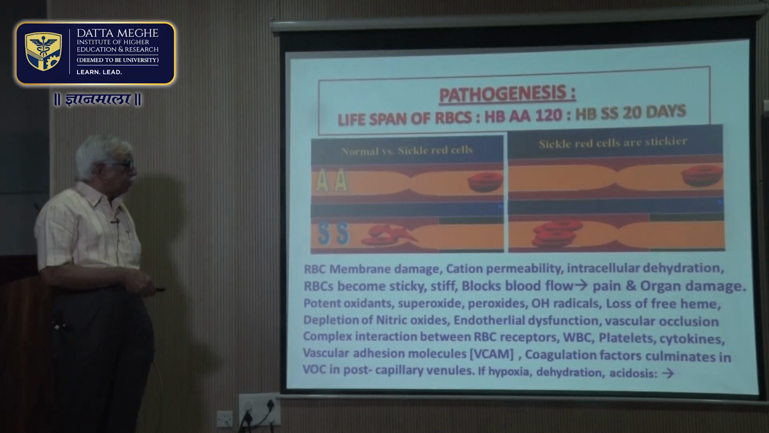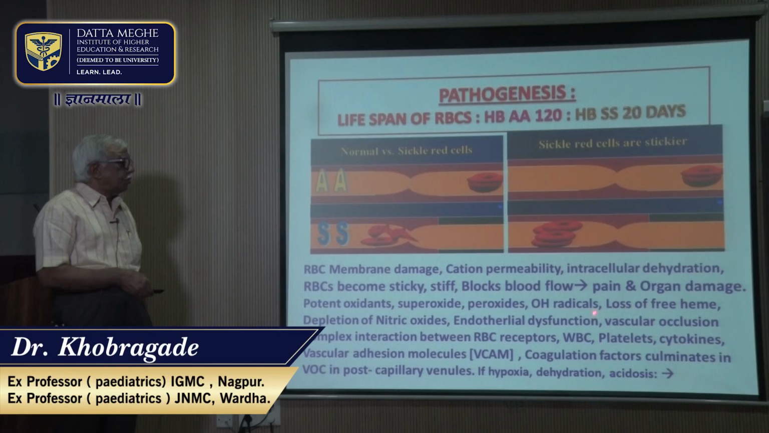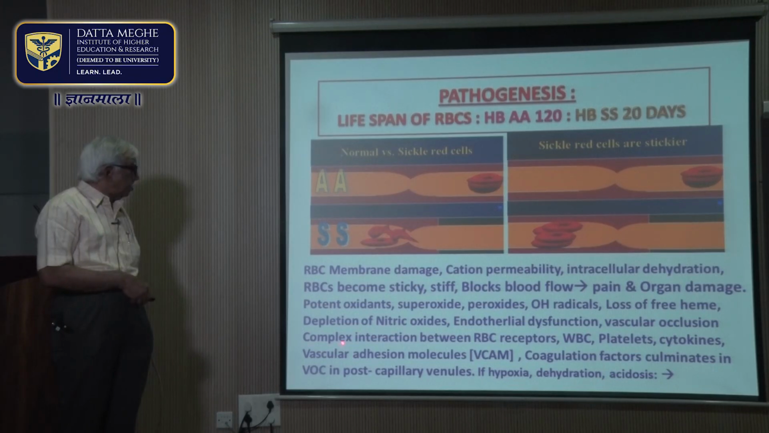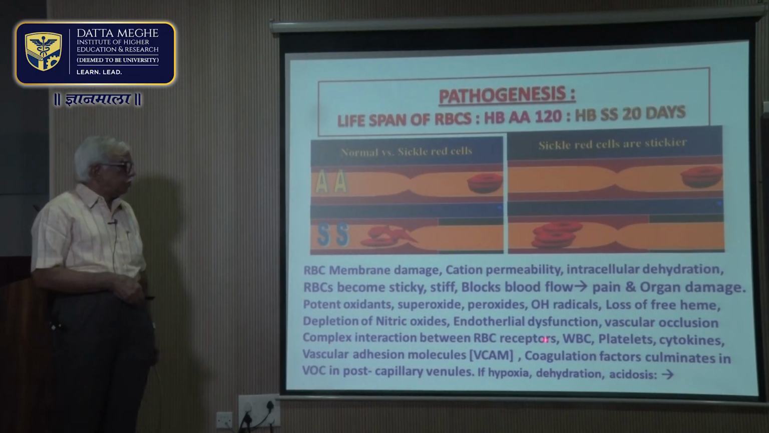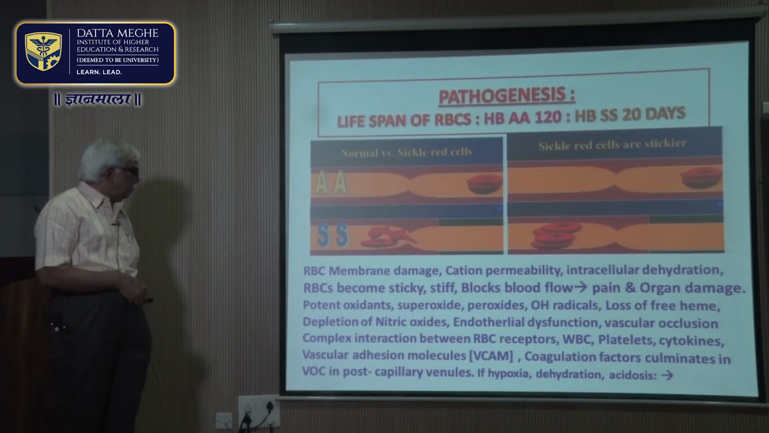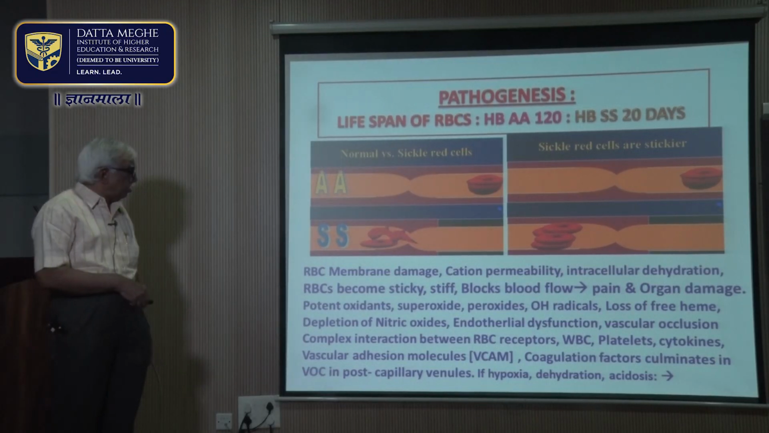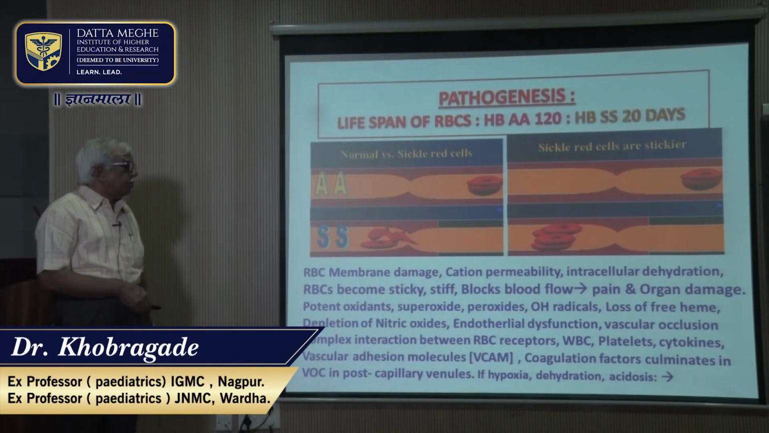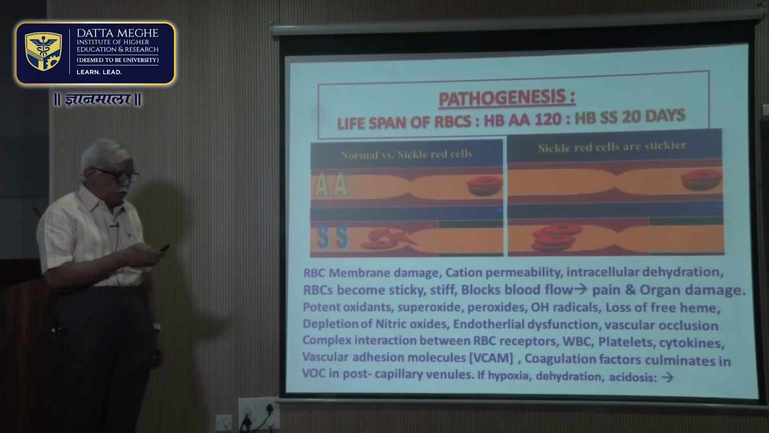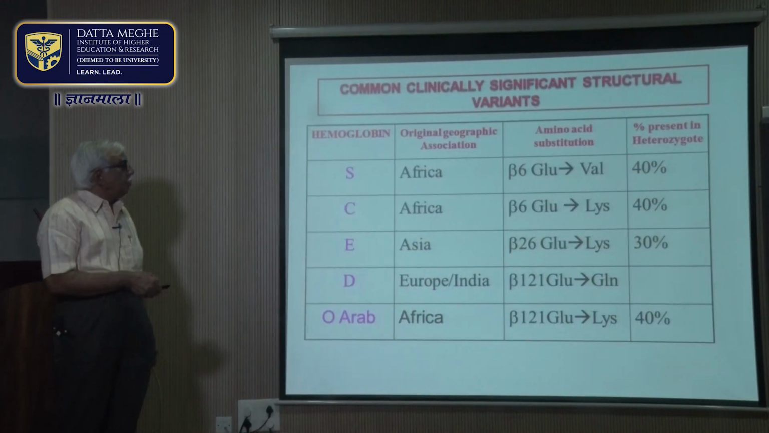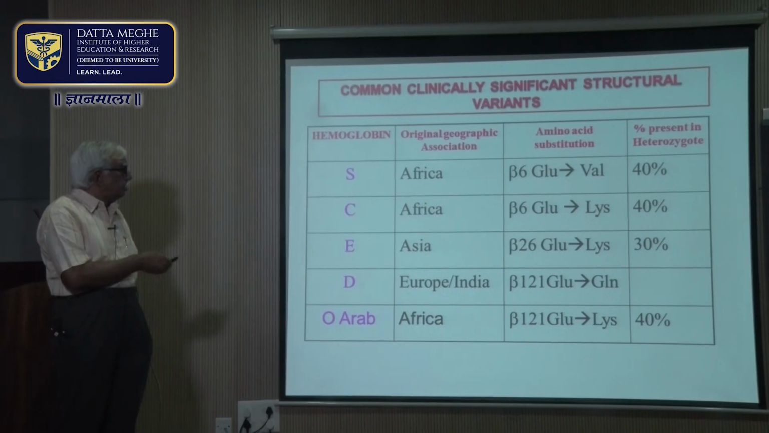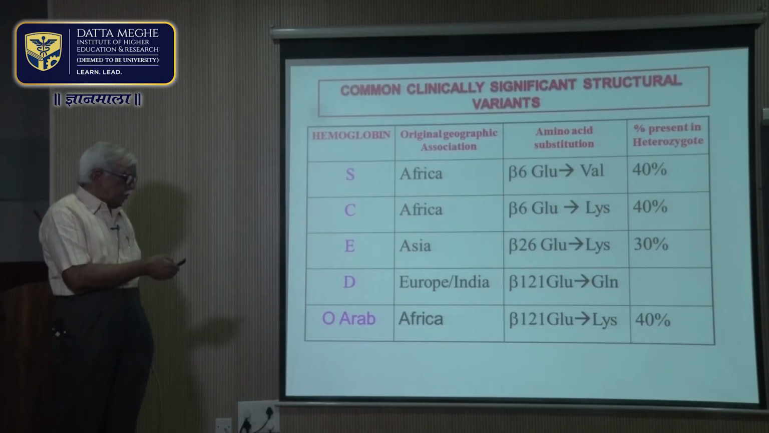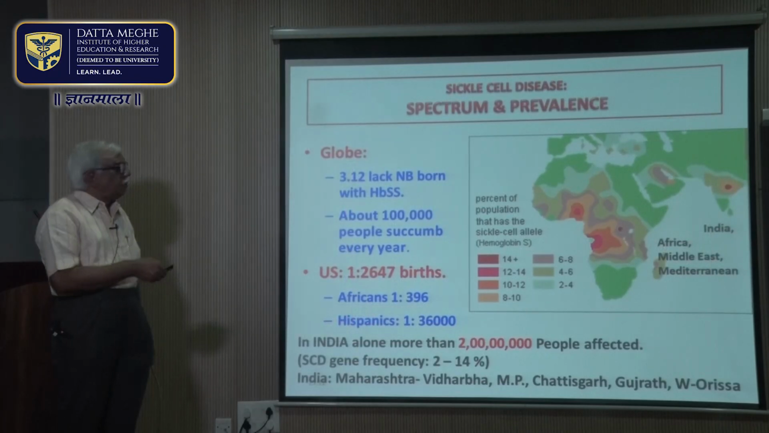Potent oxidants like superoxide, peroxides and hydroxyl radicals, loss of free heme, depletion of nitric oxide, endothelial dysfunction, vascular occlusion, and complex interaction between RBC receptors, WBC, platelets, cytokines, vascular adhesion molecules and coagulation factors, they all culminate in patients in vasoocclusive crisis in a post-capillary venule. And if hypoxia and dehydration occur, acidosis results, and it ultimately leads to a vicious cycle. These are the various types of hemoglobin which I have already described, and the different types of amino acid sequence.